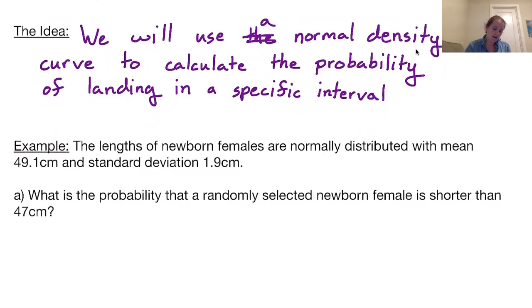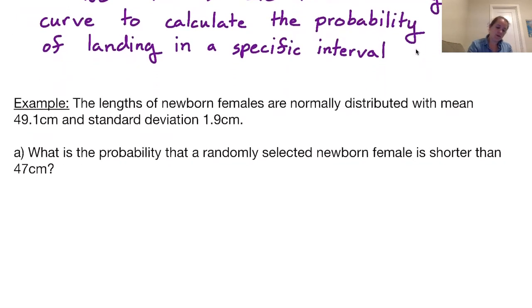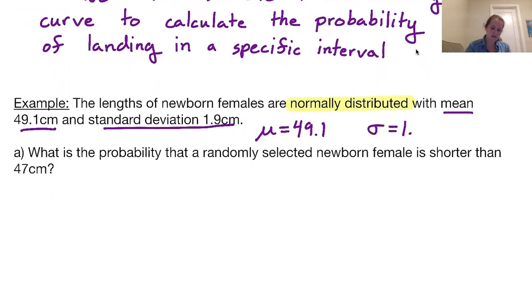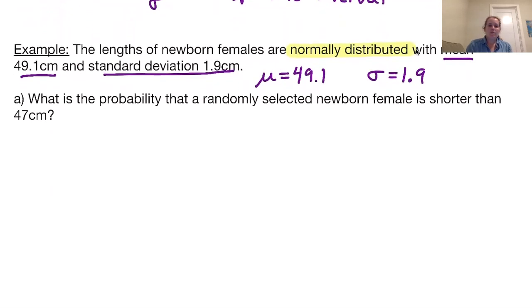We're going to look at the length of newborn females again, which is normally distributed with mean 49.1 centimeters and standard deviation 1.9 centimeters. So we have mean mu equals 49.1 and standard deviation sigma equals 1.9. We are looking for the probability that a randomly selected newborn female is shorter than 47 centimeters.